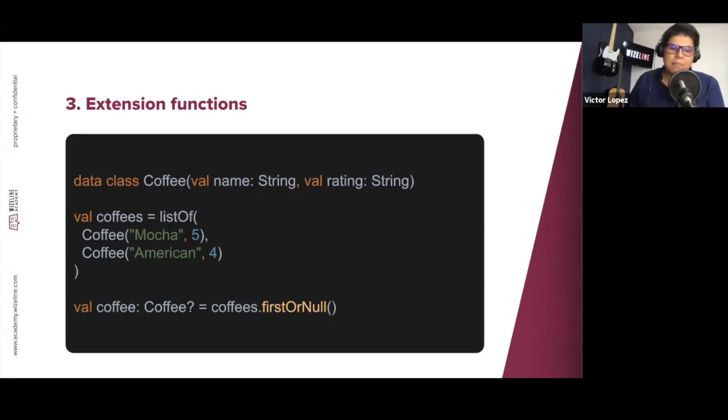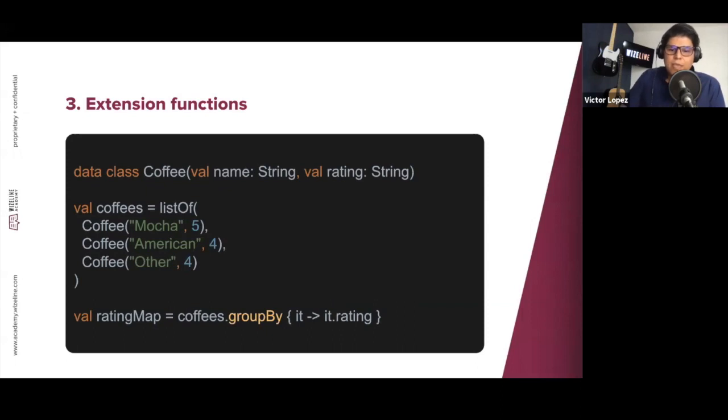And as you can see, I am declaring this new variable called coffee, which is a Coffee that can be nullable, right? After that, we use the equal sign and we call this firstOrNull function. And here I have another good thing: if we use this extension function, we are avoiding a null pointer exception. Because sometimes when we call the first item of a list, that item doesn't exist and the application crashes, right? So this way, we avoid that crash, and we only need to validate if the variable exists or not.